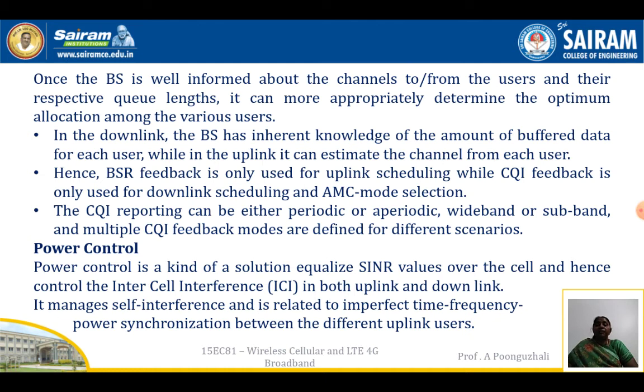So next is power control. Power control is a solution to equalize the signal to interference plus noise ratio values over the cell, and hence it controls the intercell interference in both the uplink as well as the downlink. Power control also manages the self interference related to imperfect time and frequency synchronization between the different uplink users.